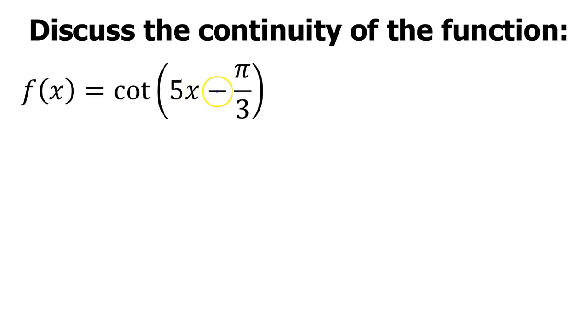Discuss the continuity of the function f of x equals the cotangent of 5x minus pi over 3. In pre-calculus, we learned that many trig functions have vertical asymptotes. We now know that these are non-removable discontinuities.